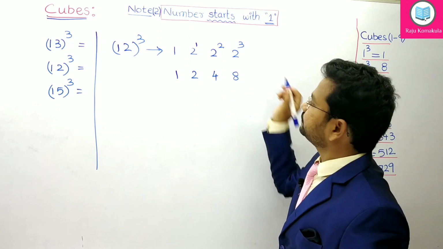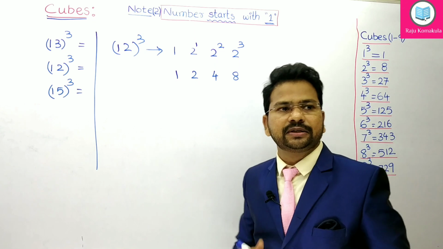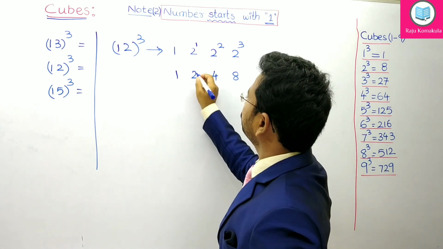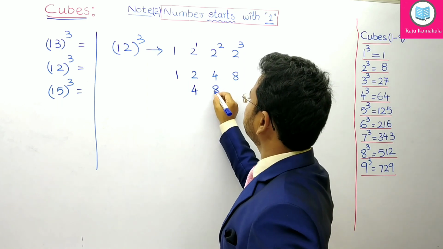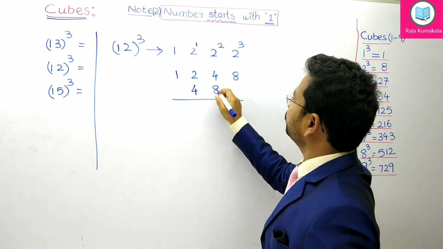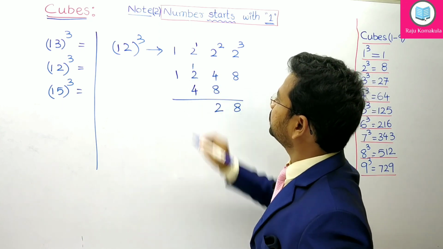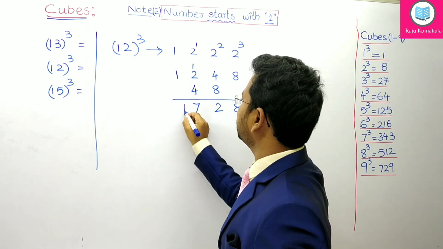I am writing 8. Now 2 and 4, the middle numbers, double them. Double of 2 is 4, double of 4 is 8. Now add them. 8; 4 plus 8 is 12, carry 1. 4 plus 2 is 6, plus 1 is 7; 1 as it is. So the answer is 1728.